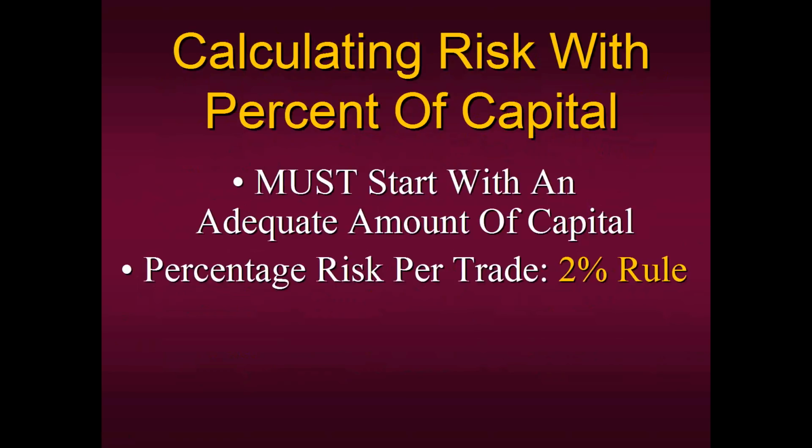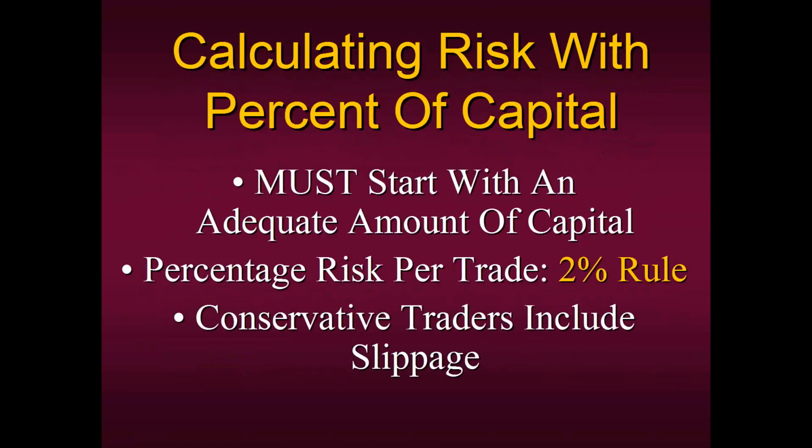Now, as your account grows, your risk will grow as well because you're calculating 2%. So if you get to 20,000, now you're able to risk $400 per trade. Conservative traders can also include slippage. Say if you place a trade and you know that on average you're going to have anywhere from 10 to 25 cents of slippage because you like to trade with market orders, calculate that in as well. It's up to you. That's your own discretion in terms of calculation.